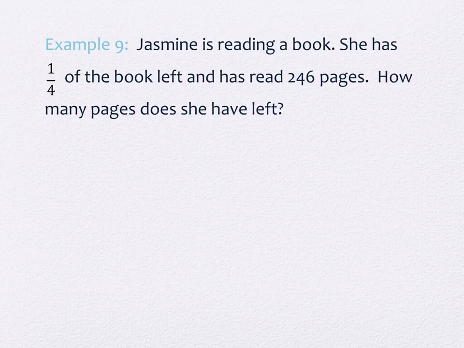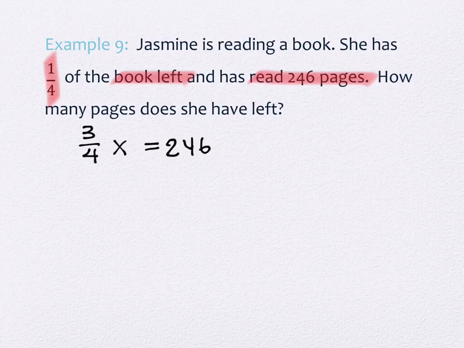Okay? So there's a couple of different ways to do this problem. We do want to recognize that this says 1/4 of the book is left, and this one says she has read 246 pages. So they're not representing the same number, right? She hasn't read 246 pages, and that 246 is 1/4 of the book. It's actually 3/4 of the book, because she only has 1/4 of the book left. So this 246 pages represents 3/4 of her book, right? Not 1/4 of her book.